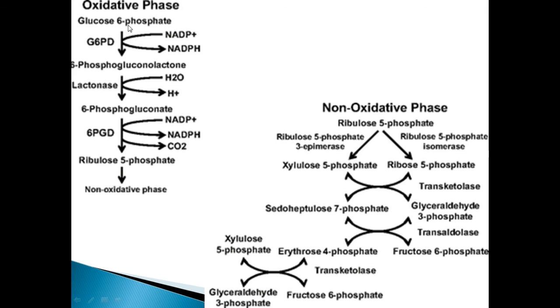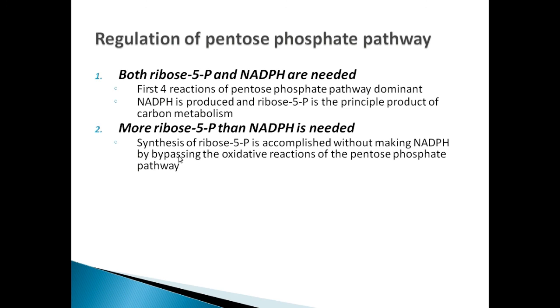So what that means is that the first 4 reactions, the 3 oxidative pathway reactions and the first reaction of the non-oxidative pathway, will predominate. Then in the second condition, if more ribose 5-phosphate than NADPH is needed, then synthesis of ribose 5-phosphate will be accomplished without making a lot of NADPH by bypassing the oxidative reactions of the pentose phosphate pathway.